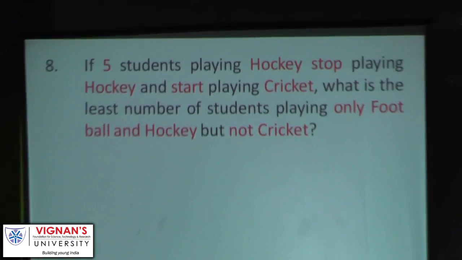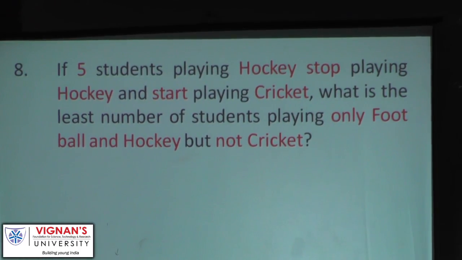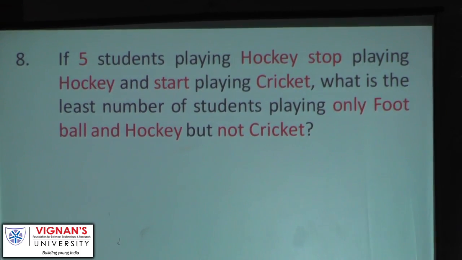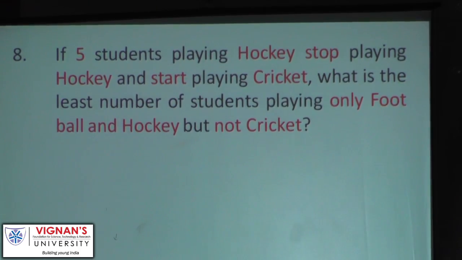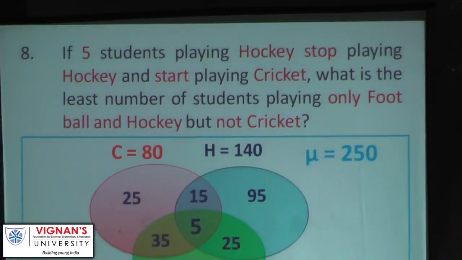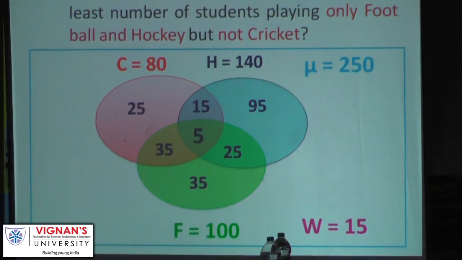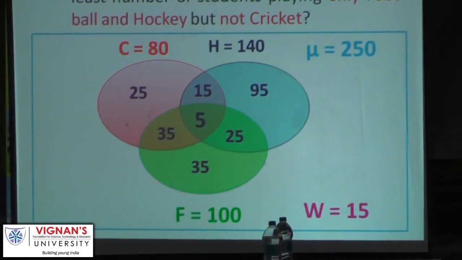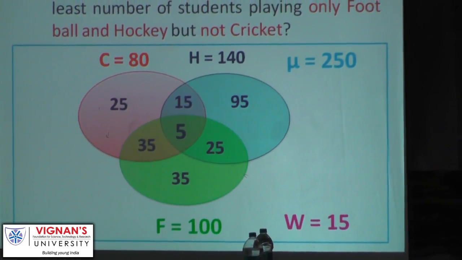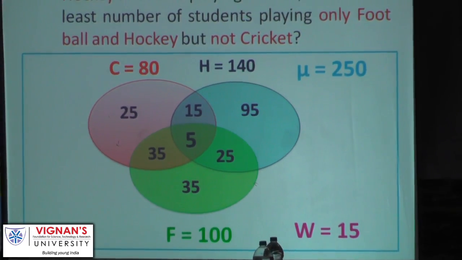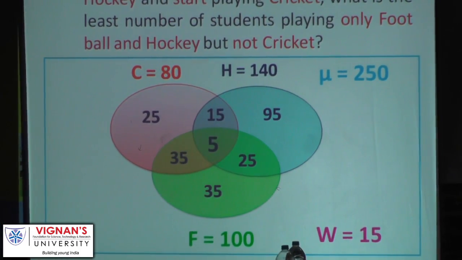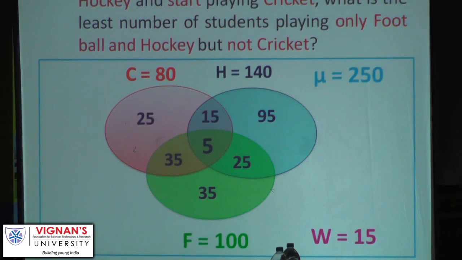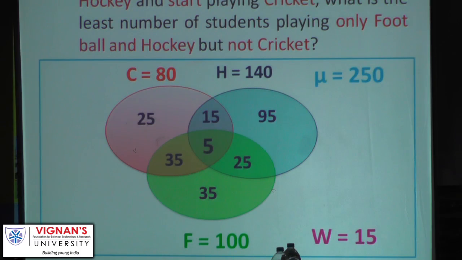If 5 students playing hockey stop playing hockey and start playing cricket, what is the least number of students playing only football and hockey but not cricket? Now see. 5 students playing hockey. 5 students playing hockey or playing only hockey? 5 students playing hockey. So how many are playing hockey here? How many play hockey?